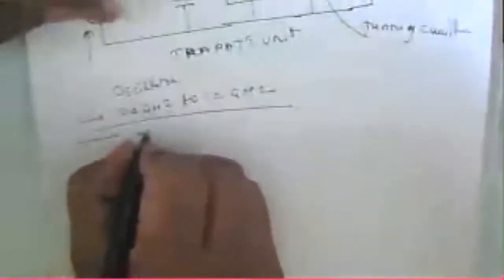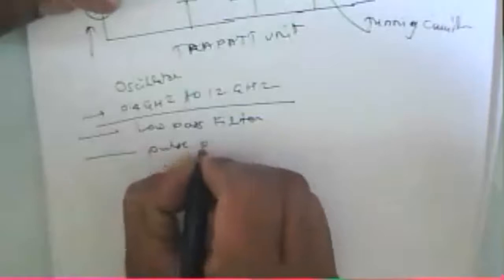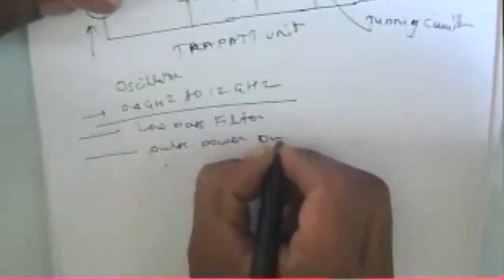This trapper diode will also work as a low pass filter, and then again it provides a good pulse power output. Okay, it can work as a low pass filter. It will work as a pulse power output.